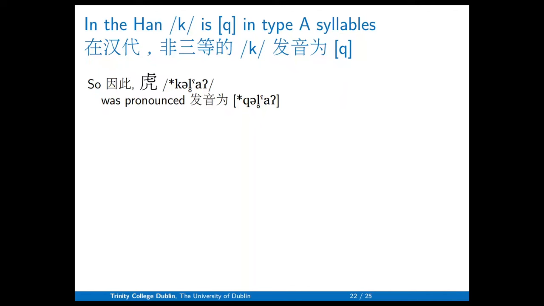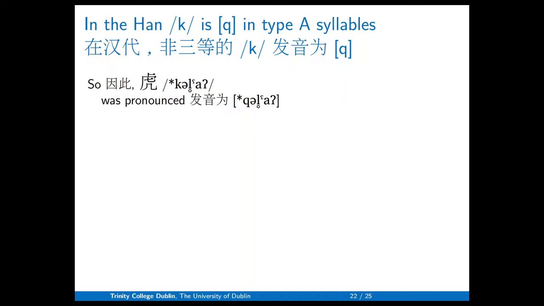So, now let me just sum up and say, this reconstruction explains the Xishang relationships. It explains the Min forms, and it explains the evidence from the Fangyan.